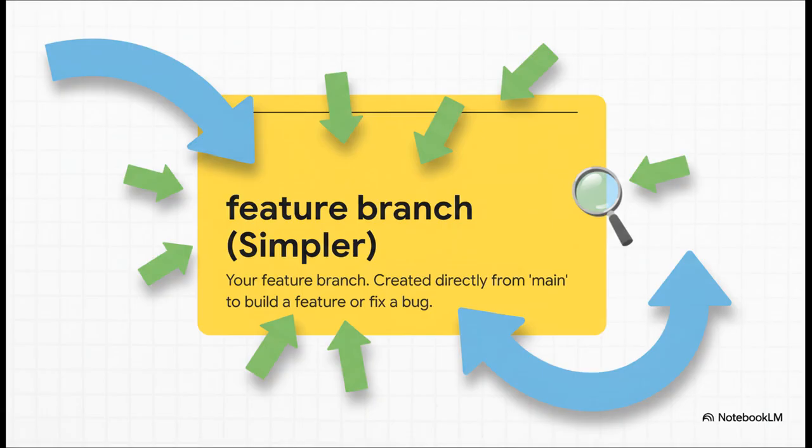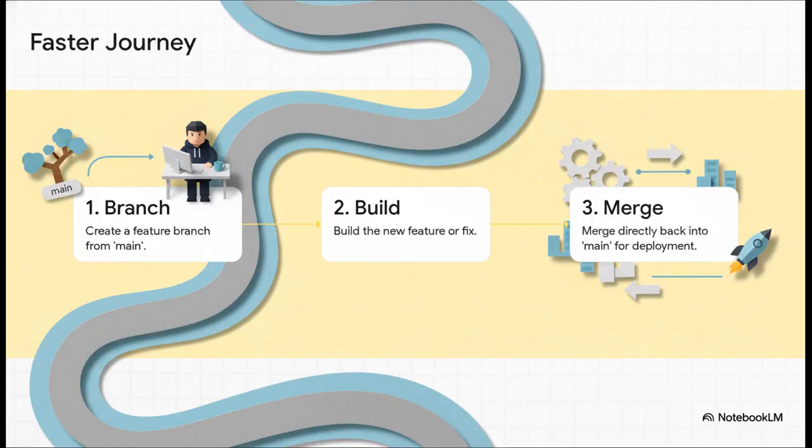But here's the crucial difference. It's all about the start and the end point. They branch off of main, and when they're done, they merge right back into main. Simple as that. And look at how short and sweet this journey is. It's literally 3 steps: branch from main, build the thing, and merge it right back into main. Once it's tested and gets the green light, boom, it can be deployed. The whole cycle is incredibly fast.